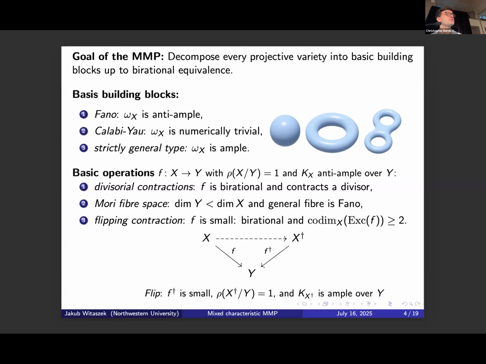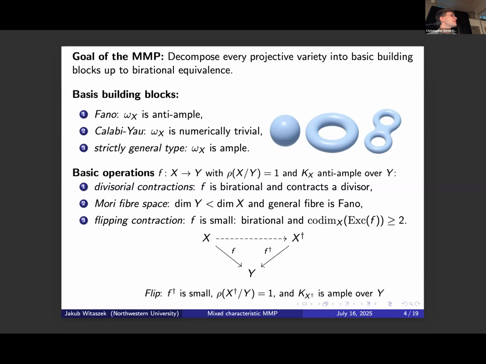We have divisorial contractions. These are birational maps contracting a divisor. We have Mori fiber spaces, also known as Fano fibrations. For these, the dimension of the target is smaller than the dimension of the source. And because the canonical divisor is anti-ample over Y, a general fiber must be Fano. And finally, we have a flipping contraction. This is birational, but small. The codimension of the exceptional locus is at least 2.